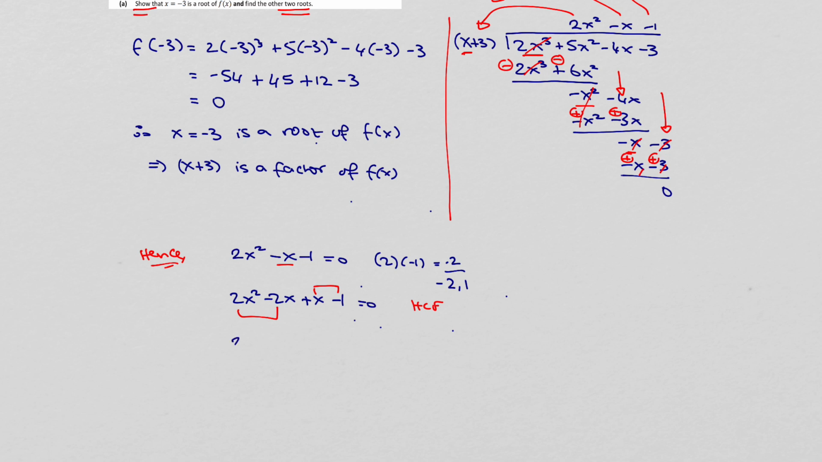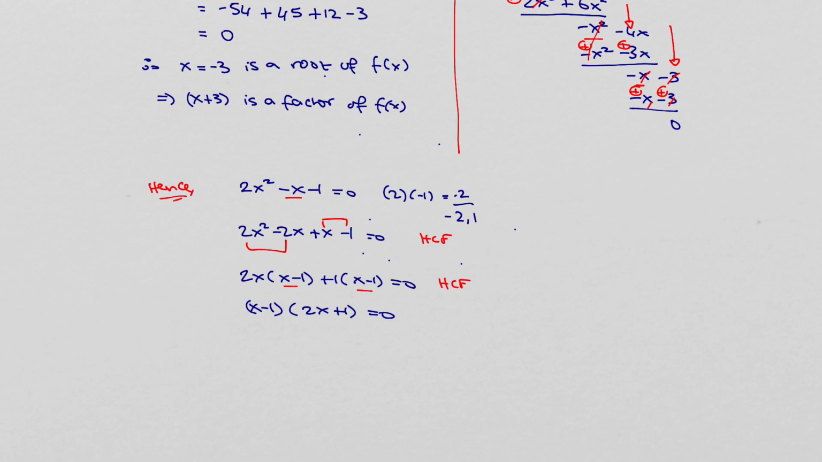So 2x is common, leaving us with x minus 1. 1 is common, leaving us with x minus 1. And again, we want to take out our highest common factor. So these two brackets should always be the same, so I can factorize. If you have a sign wrong, your brackets won't be the same. So then we end up with two factors, x minus 1.